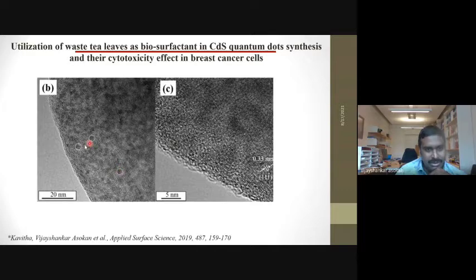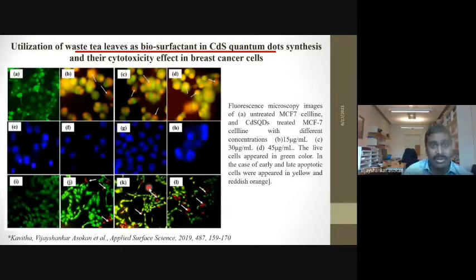So these are the cadmium sulfide quantum dots, which we identified through the high resolution TEM. Then later on, they have used it for imaging purposes with fluorescent microscopy imaging with the different treatments with the different concentrations of MCF cell line. So this is how the fluorescent imaging can be used to identify the cytotoxicity effect in breast cancer cells. I partly worked only with the microscopy image here.